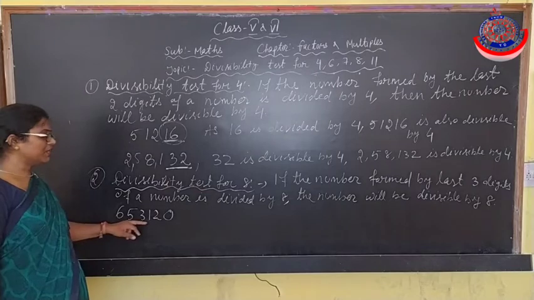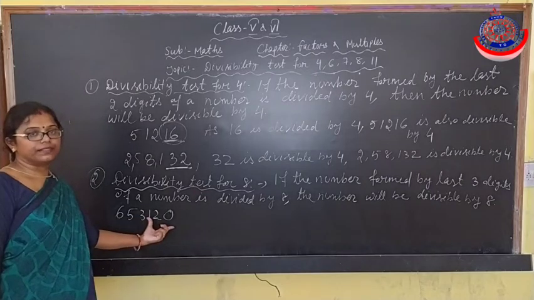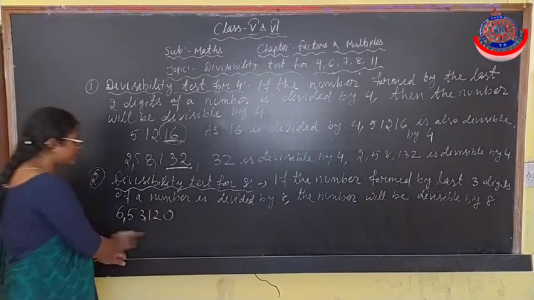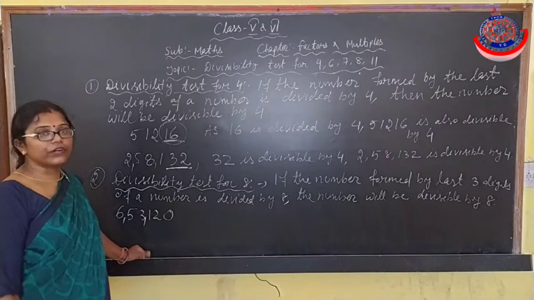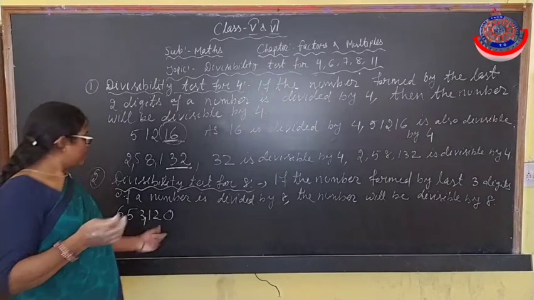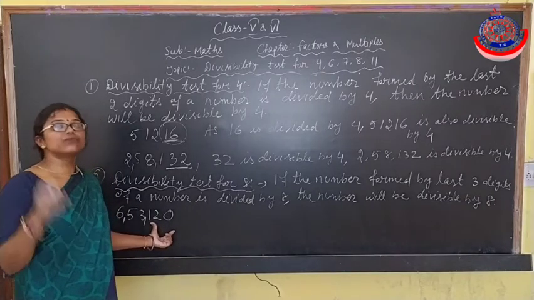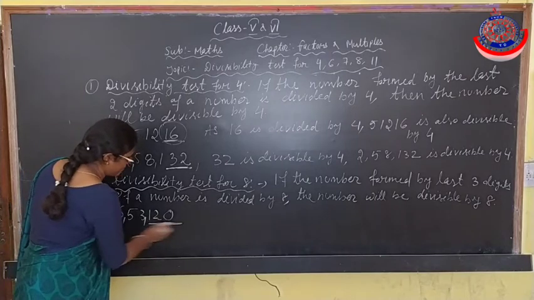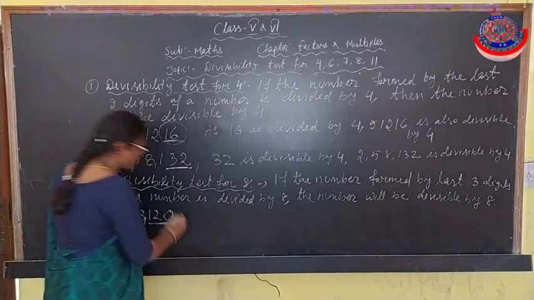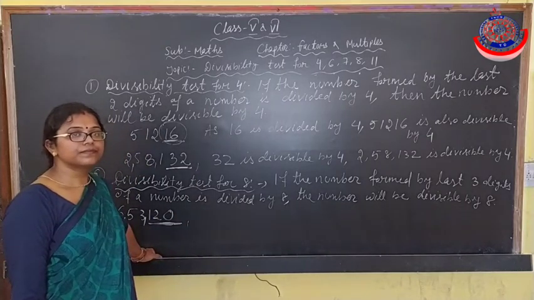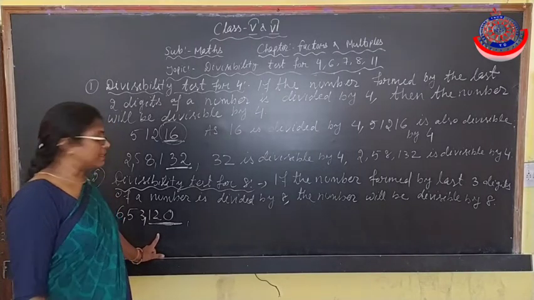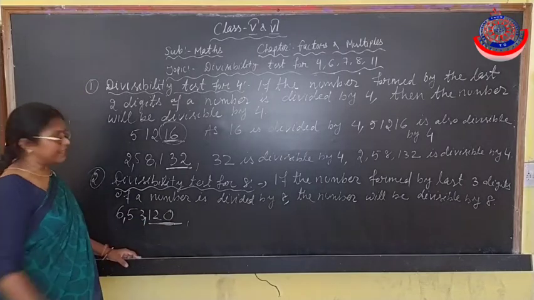6,53,120. Whether this number is divided by 8 or not. What we have to do? We have to consider the last three digits. What is the number formed by the last three digits? 120. 120 is the number formed by the last three digits. Is it divided by 8? Yes, 120 is divided by 8. That means this number will be divisible by 8 now.